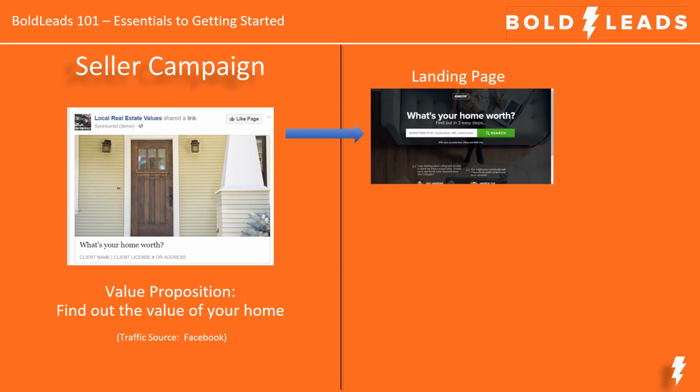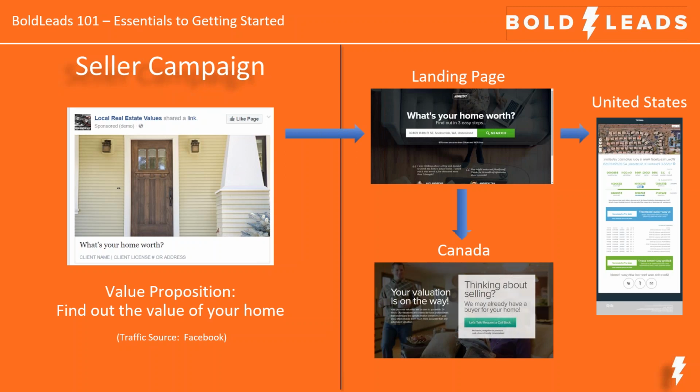What's your home worth? Someone's going to click on this and be taken to a landing page very similar to this. Once they fill out the information, there's one of 2 outcomes. So for our US agents on the far right-hand side, as you can see, your leads or prospects are going to receive a low, medium, or high value range. Now, don't get this confused with the CMA at all. This is a very basic valuation that's getting sent out to them. And this is automatically shown after they finish filling out the page.